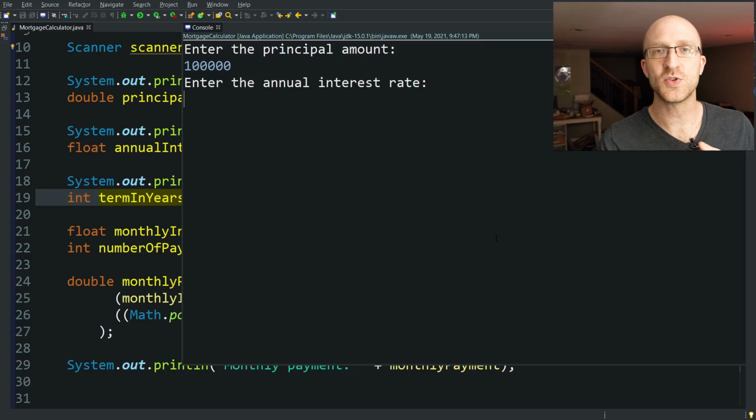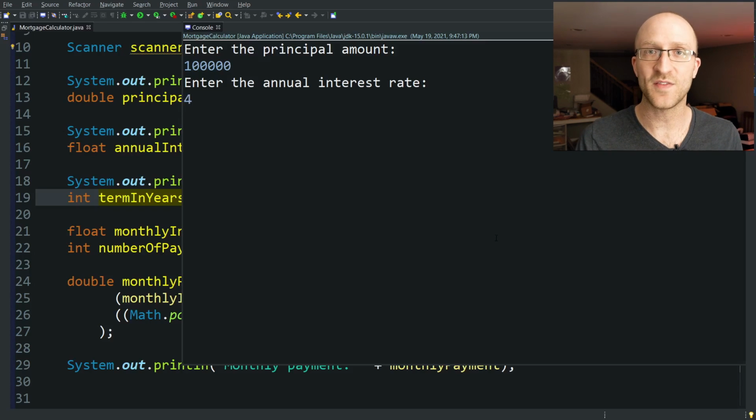As a quick tip, if you want the user to be able to enter in something like 4 if their interest rate is 4%, instead of having to put in 0.04, you can just take this number that they pass in and divide it by 100 so it works in your calculations.